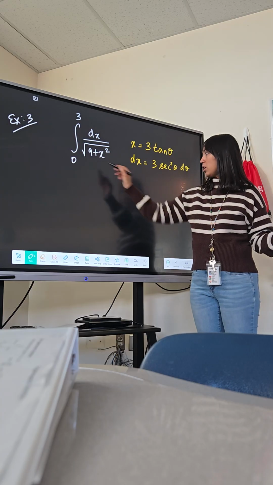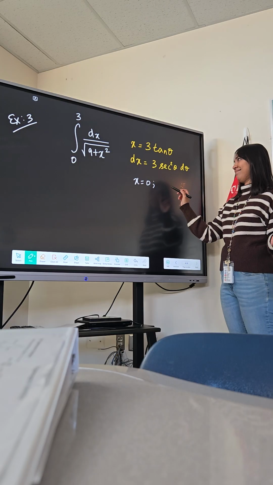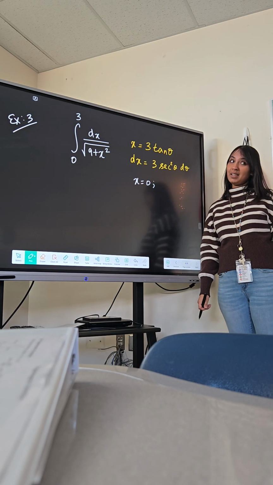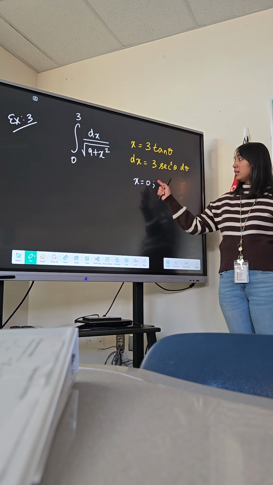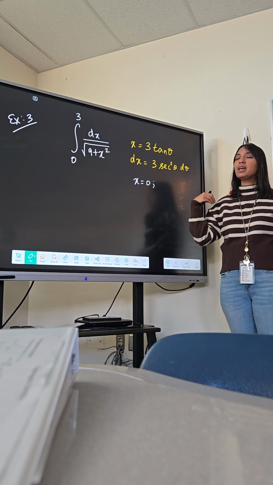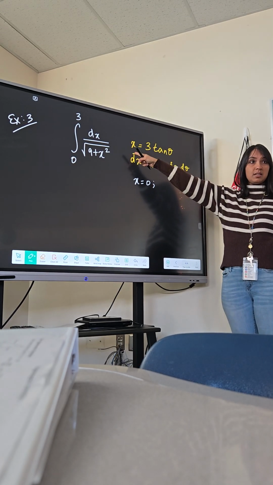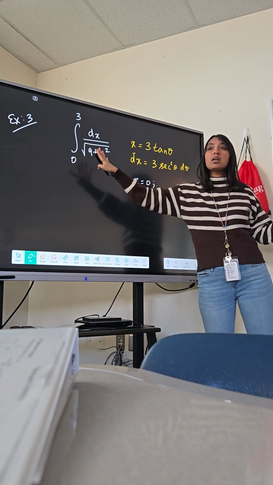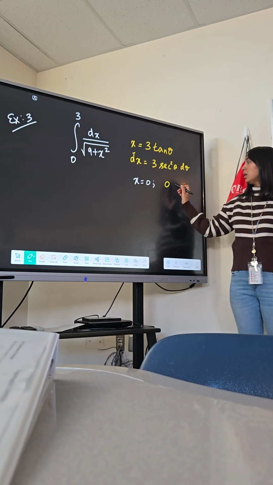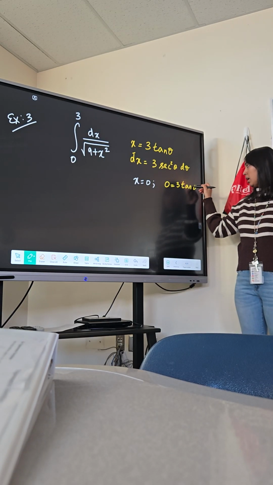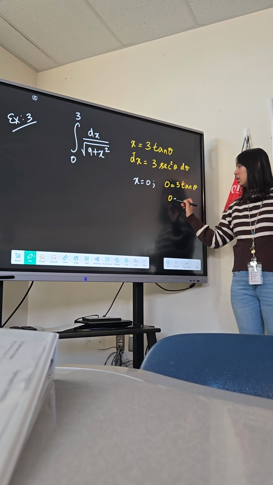So when x is 0, what would theta be? What are we plugging in 0 for, x or theta? X. Because this is in x, the bound is x equals 0. So 0 equals 3 tangent theta. Then you're going to solve for theta. Divide everything by 3, you get 0 equals tangent theta.